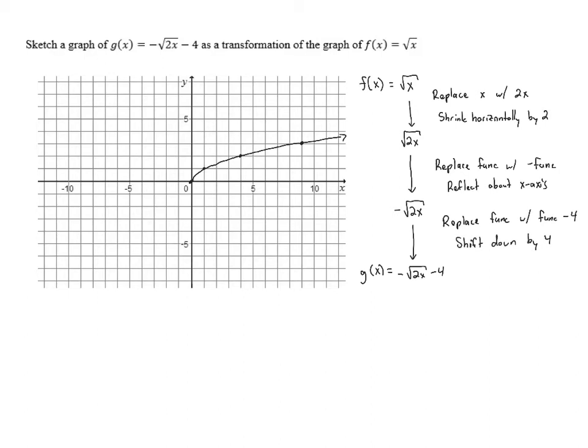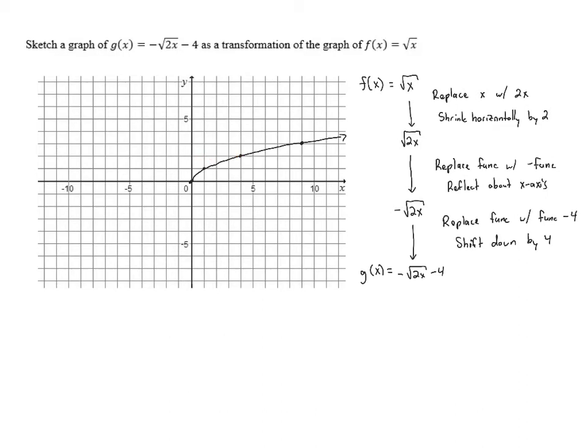So the three transformations that we have here are shrinking horizontally by a factor of 2, and then reflecting vertically about the x-axis, and then shifting downwards by 4 units. So let's do this. We're going to start with our points, and we're going to shrink horizontally by a factor of 2. So each of these points will end up getting only half as far from the y-axis than they started out with. So this one is 4 units away.